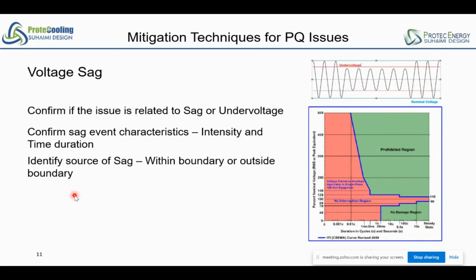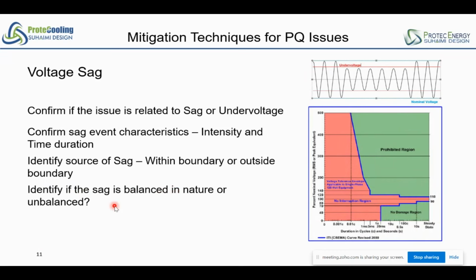Then, not only for sag but for any power quality issue, we need to identify the source of the sag. Whether it is within the plant boundary, within the building boundary, or outside the boundary of your facility. If it is within the facility, we can have a different set of solutions. Our methodology for solving the issue would be totally different if the issue is coming from outside the boundary.